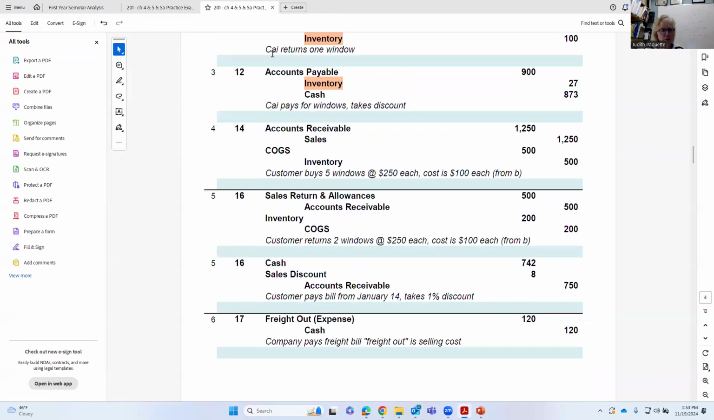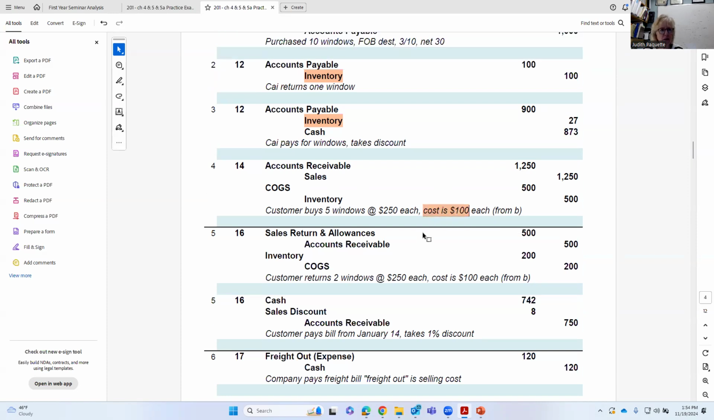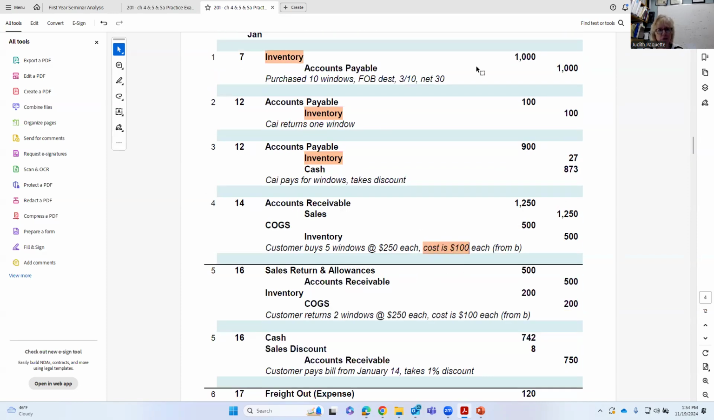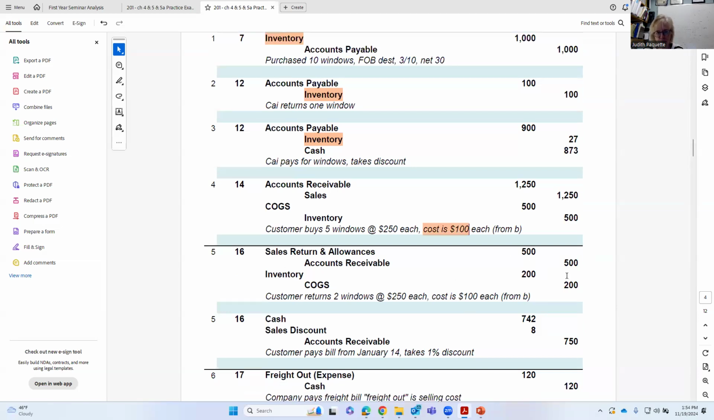So what a lot of students did was they said, hey, here's the sales transaction. Accounts receivable, sales. 5 times 250 is 1250, but they didn't know what to use for cost of goods sold. So cost of goods sold is determined by that earlier purchase. They bought 10 windows at $100 each. So that's what you use for cost of goods sold. The customer bought 5 windows. The company sold 5 windows times 100 is your cost of goods sold and your reduction to inventory. Okay. Then the customer returned some windows.